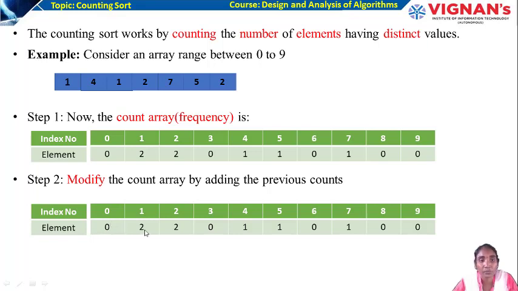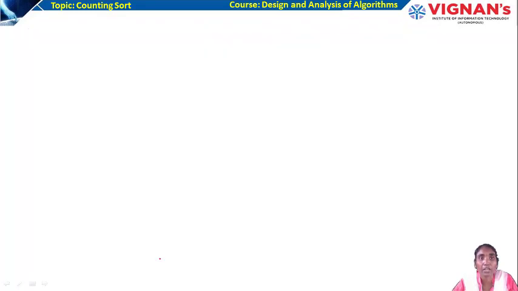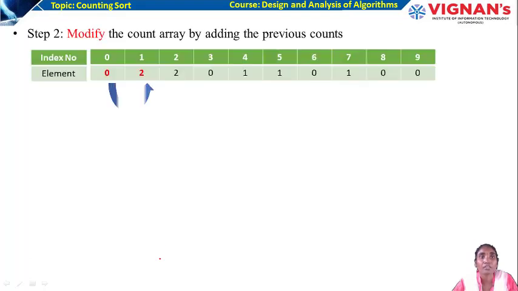Now coming to index 1. Index 1 holds 2. So now 0 plus 2 refers to 2. That 2 has to be filled over here. 0 plus 2 is equal to 2, and the 2 has to be modified. The modified elements I am keeping in red.